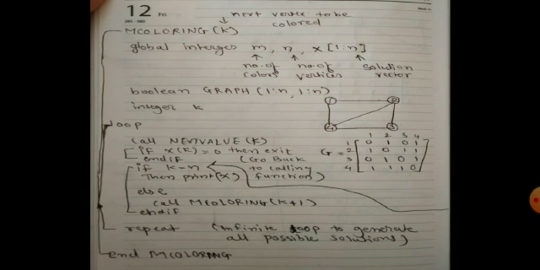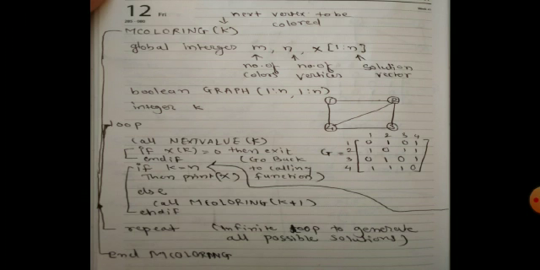So here I have drawn the graph with 4 vertices, so n is equal to 4. And here we are going to consider 3 colors, so m will be 3, and the solution will be printed with the help of x. So x 1 to n is nothing but a solution vector.